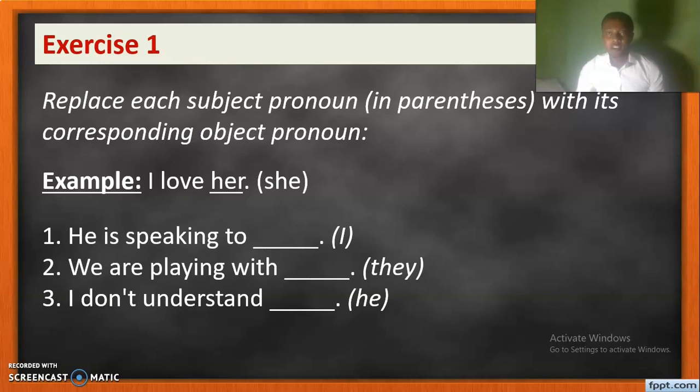Now we come to an exercise. I'm going to give you a little time to replace each subject pronoun with the corresponding object pronoun in these sentences. I have given you an example. I love she. So we're going to replace it with her because it's feminine here. Let me give you just a few seconds to figure out how you can replace these sentences.